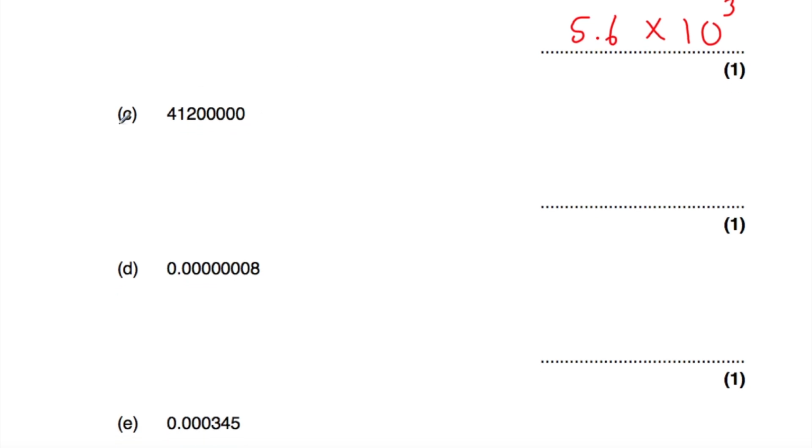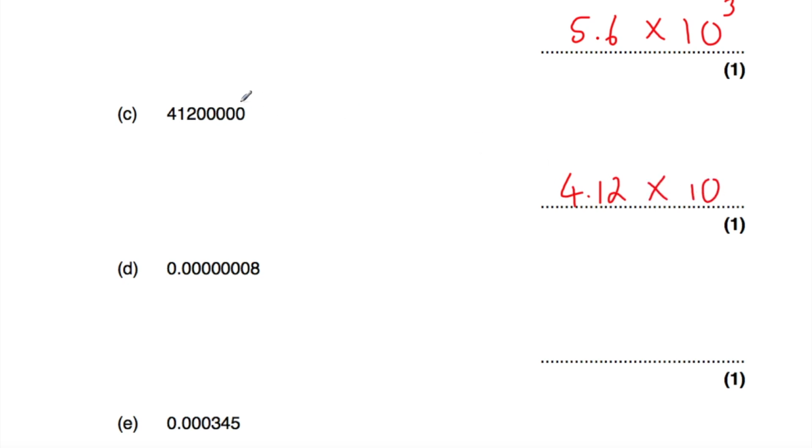Okay, next, part C. Part C, we've got this number, and let's have a look at it. I'm just going to put some commas in to help me read it. 41,200,000. So if we wanted to write 41,200,000 in standard form, the number at the front that we're going to multiply by 10 to the power of something needs to be bigger than or equal to 1, but less than 10. So I'm going to choose 4.12. And then we're going to have times 10 to the power of.